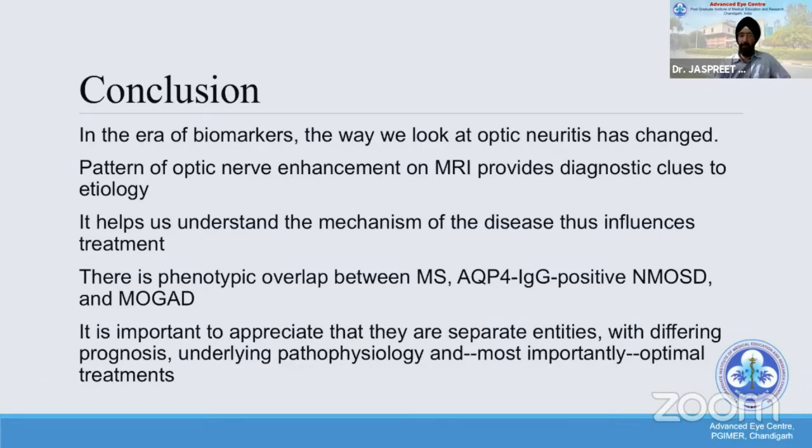So it's very important to know that these antibodies and these antibody-associated optic neuritis are separate entities with different prognosis, different presentations, and underlying pathophysiology. But yes, there is treatment available. So one should be quick to pick up these entities and start treatment.